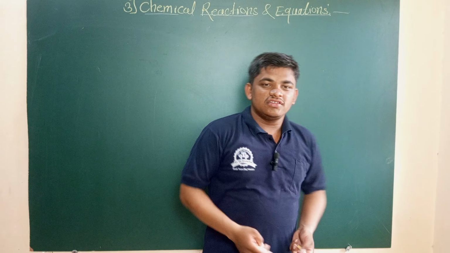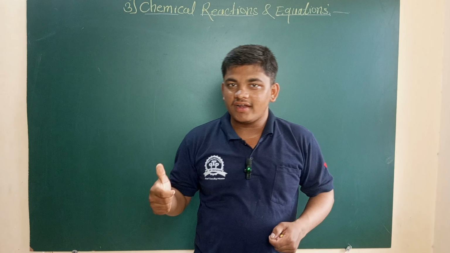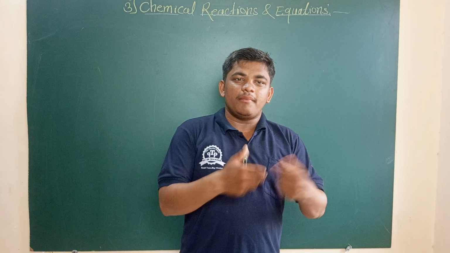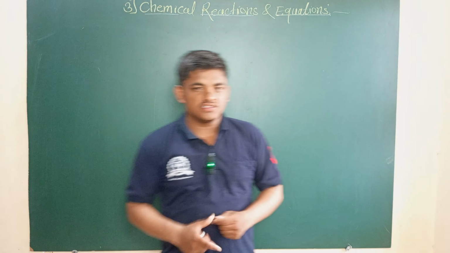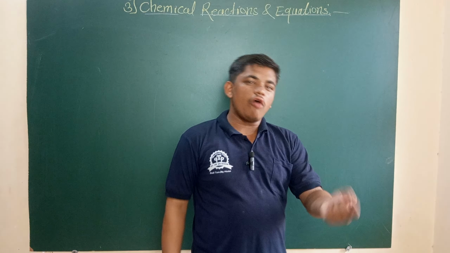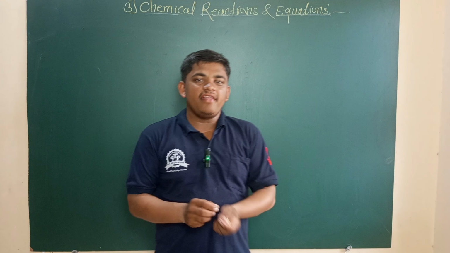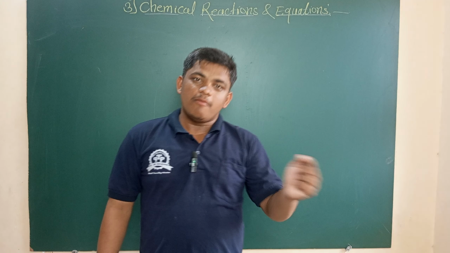Some factors affect the rate of chemical reactions. The first one is the nature of reactants. The nature of the reactants, whether they are metallic or not, also affects the rate of chemical reaction. Second one, the concentration of the reactants. If the reactants are more concentrated, that means they are more reactive, and the rate of chemical reaction is more.